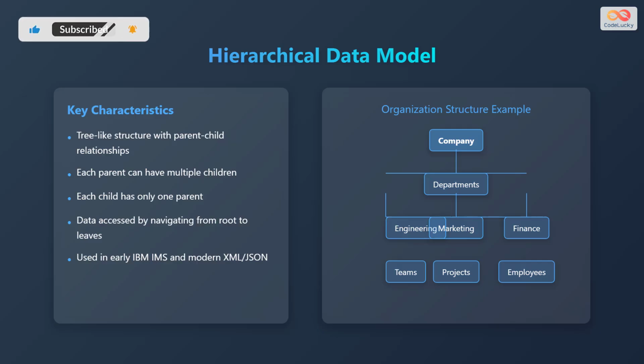In the example displayed, you can see an organization structured hierarchically. The company is the root, with departments as its child. Engineering, marketing, and finance are children of departments, and teams, projects, and employees are further children, illustrating the tree-like structure.